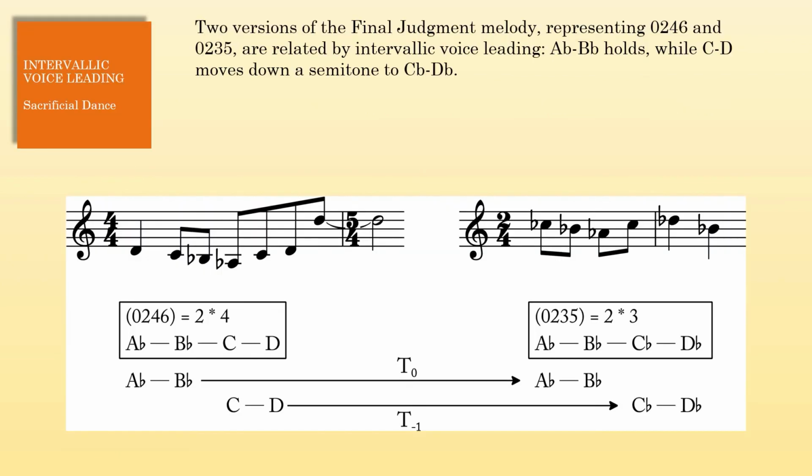Two versions of the final judgment melody, representing 0246 and 0235, are related by intervallic voice leading. A-flat, B-flat holds, while C-D moves down a semitone to C-flat, D-flat. Each is a variant of the other.